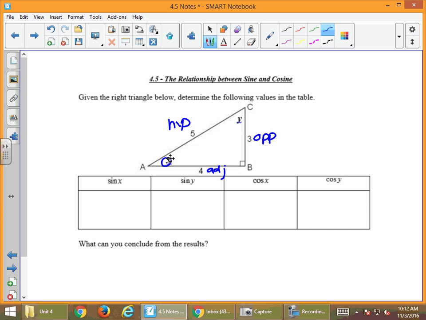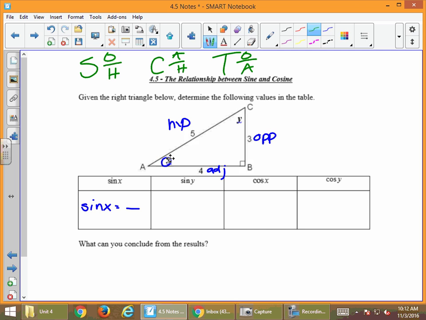So if we want to find the sine of x, how do we set up that ratio? Well, to figure that out, what should you have written at the top of your paper? Okay, so go ahead and write that. Okay, so well, how are we going to set up the ratio for sine? What over what?